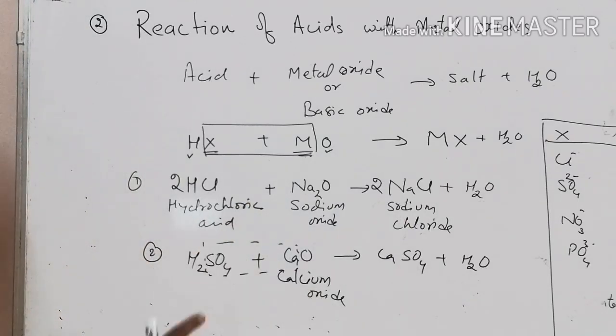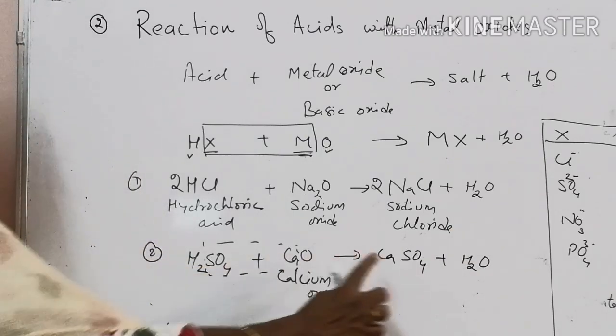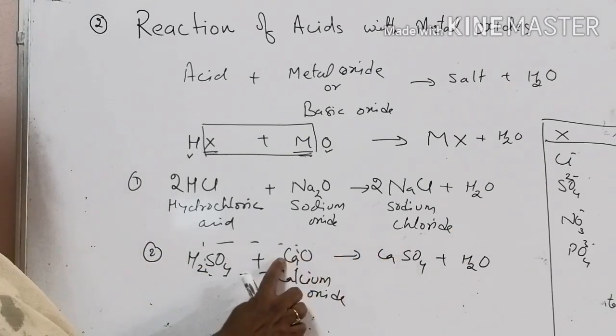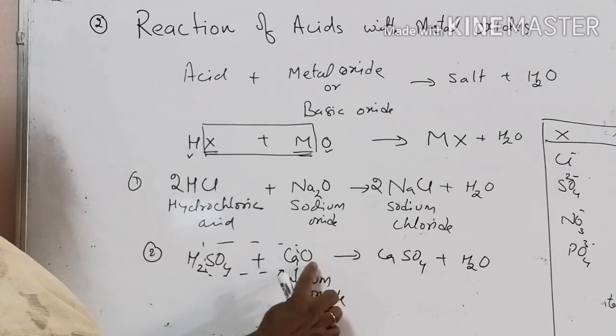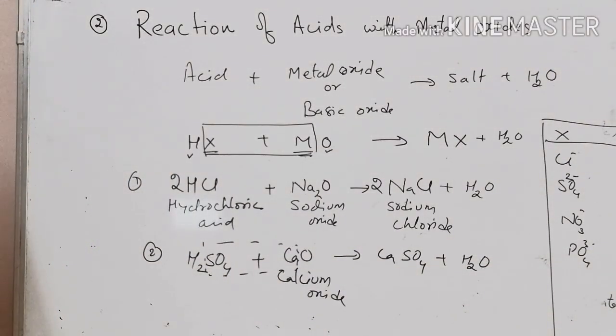Here in the second equation, you can see hydrogen 2, product also 2. Sulfate radical 1, here also 1. Calcium 1, here also 1. Oxygen 1, oxygen 1. That means the reaction is already balanced.